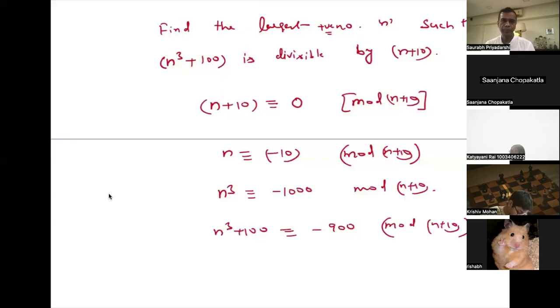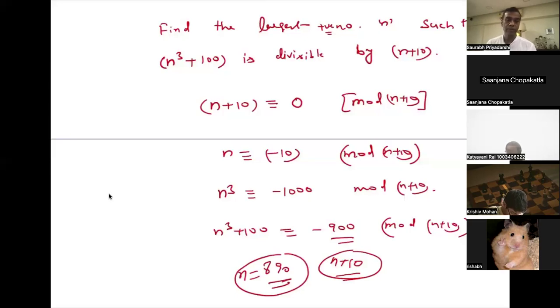Very good. So 900 must be divisible by n plus 10. So obviously the value of n is equal to 890. Is this okay, everyone? Right? So 890 plus 10 will be 900, right?